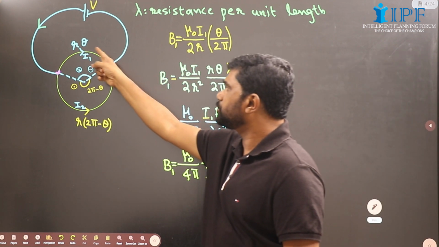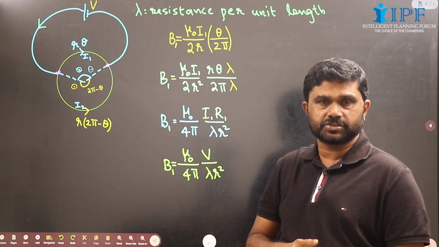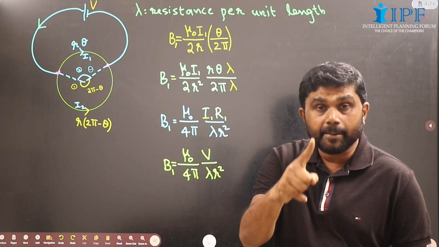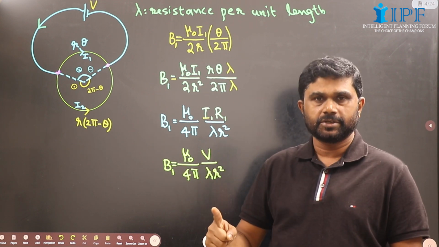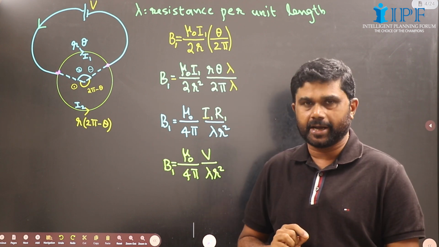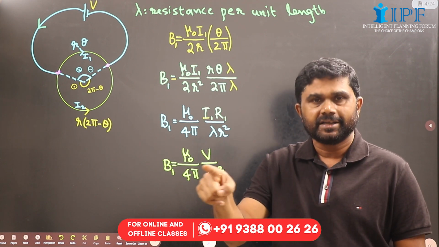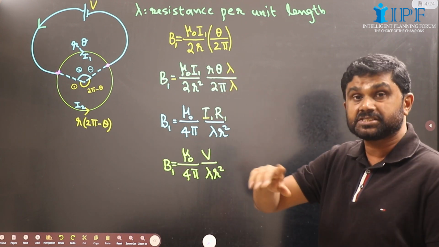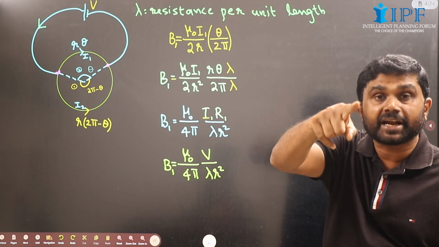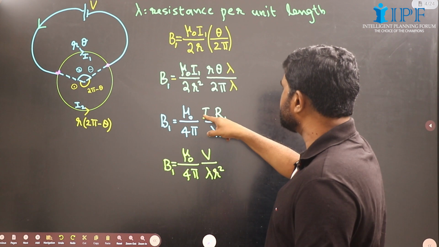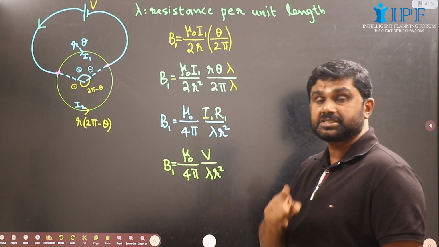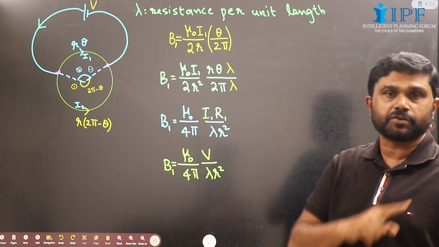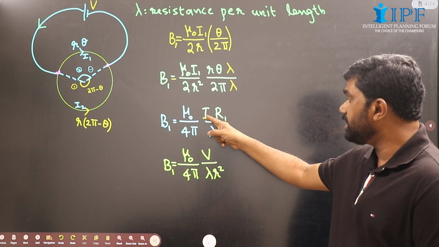Now what is the length of this arc? It is angle into radius, or R theta. R theta is the length of the arc, and lambda is the resistance per unit length. So for unit length, resistance is lambda, and for a length of R theta, resistance will be R theta lambda. So this R theta lambda is the resistance of the upper arc through which the current is I1. Let it be represented as capital R1, the resistance of the upper arc. So in the numerator we will get I1 R1.